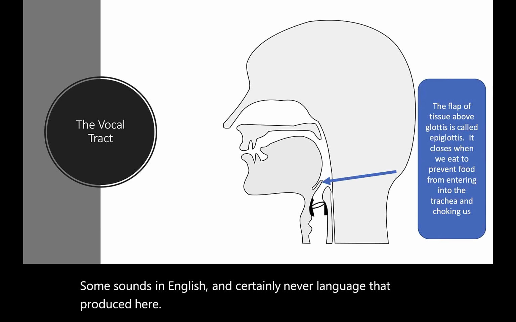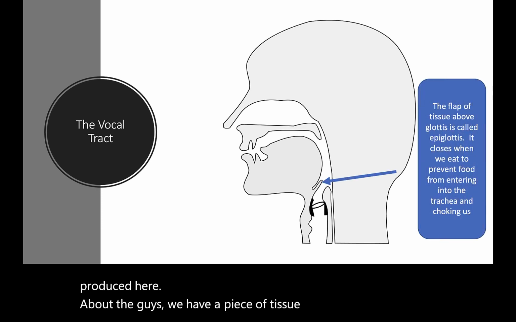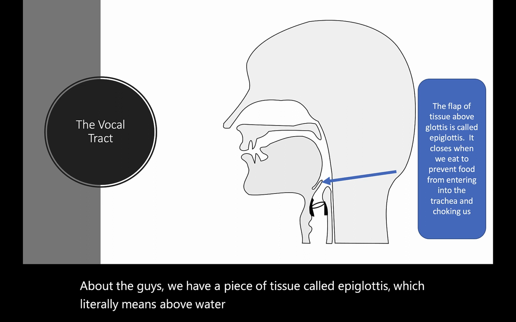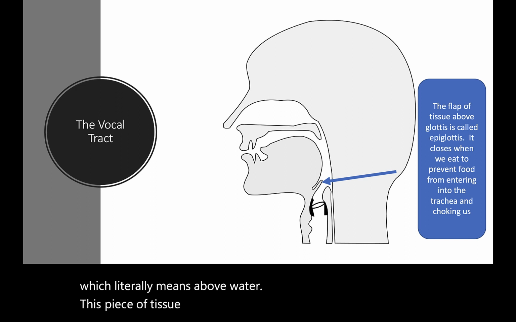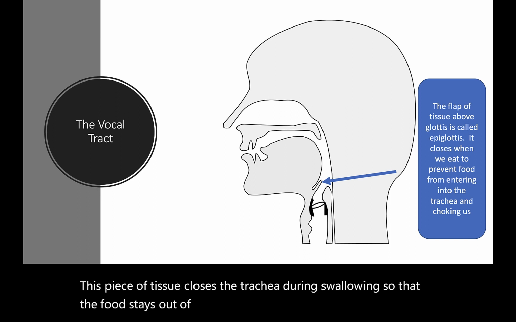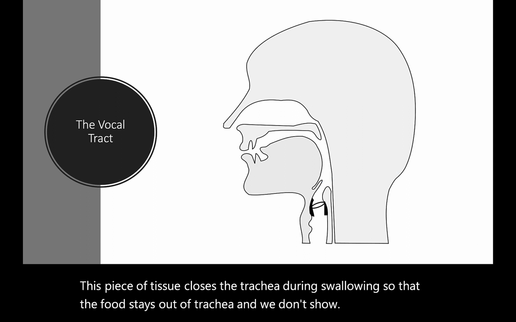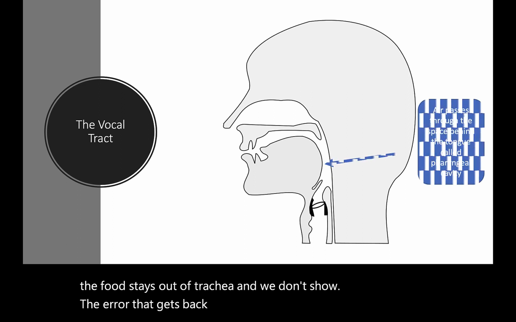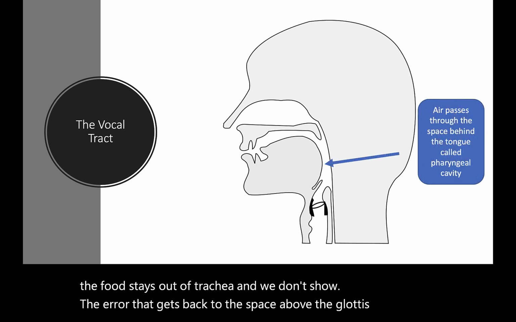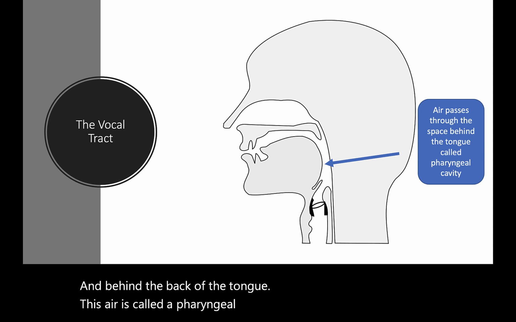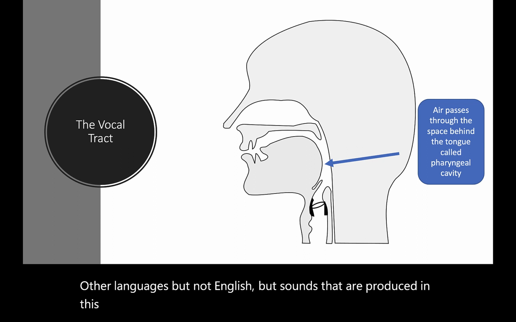Above the glottis, we have a piece of tissue called the epiglottis, which literally means above glottis. This piece of tissue closes the trachea during swallowing so that the food stays out of the trachea and we don't choke. The air then gets back to the space above the glottis and behind the back of the tongue. This area is called the pharyngeal cavity. Some languages, but not English, have sounds that are produced in this space.